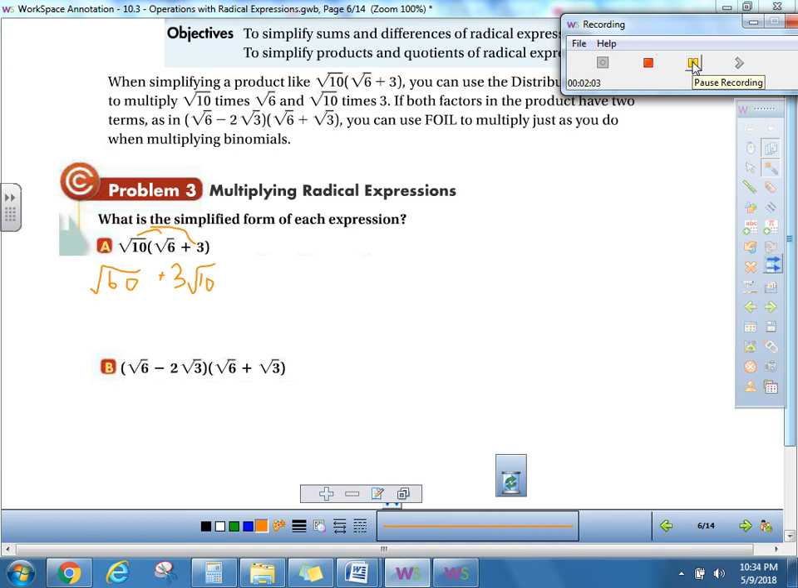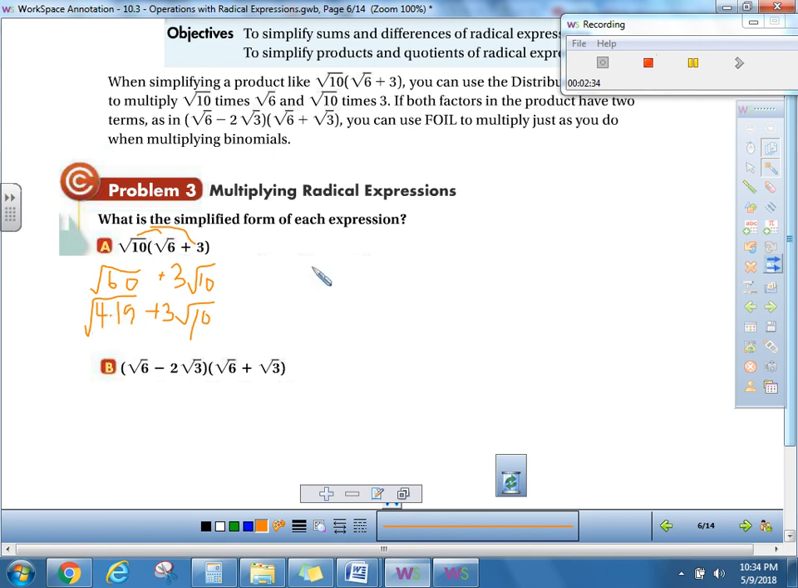So the square root of 60, we know it's divisible by 2. 2 times 30, but 30 is also divisible by 2. So we know the square root of 60 is actually divisible by 4. So when we break this up, we're going to have the square root of 4 times 15. So the reason I chose 4 is because it's a perfect square. Plus 3 root 10. Okay, so now we can simplify, and we know how to do that.